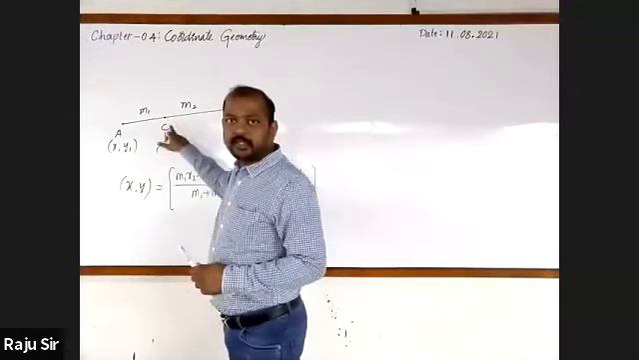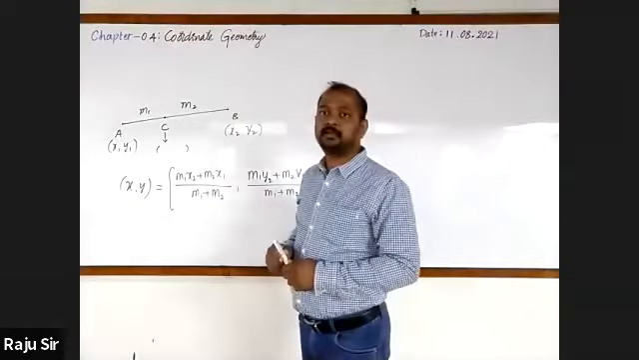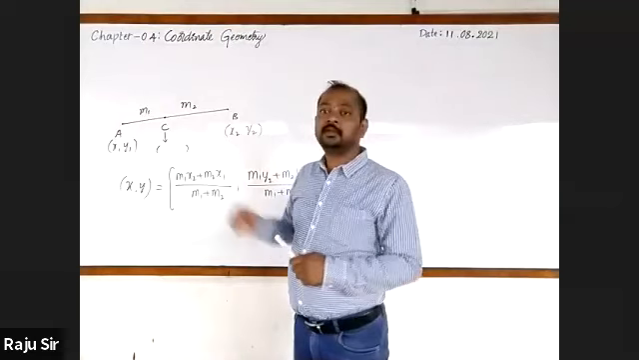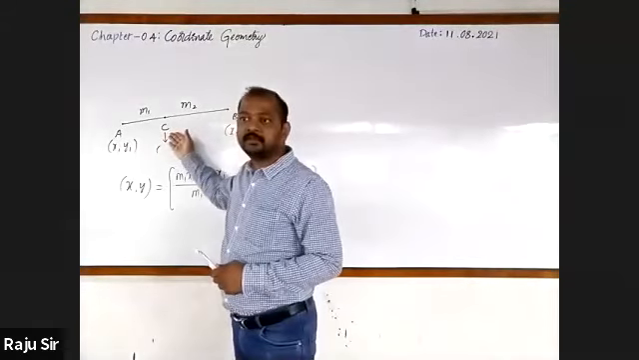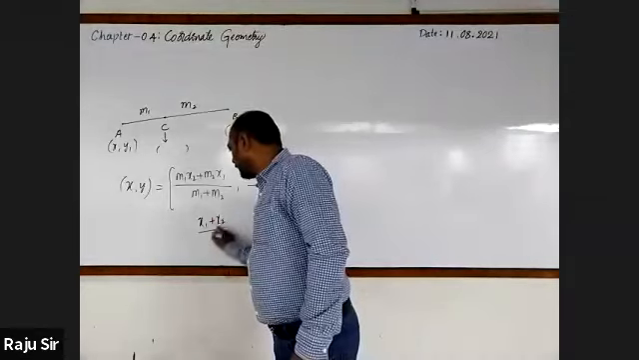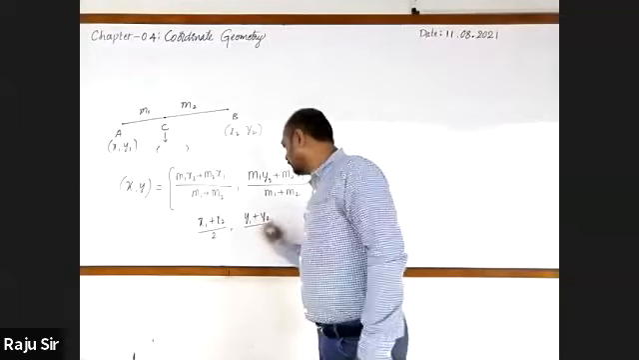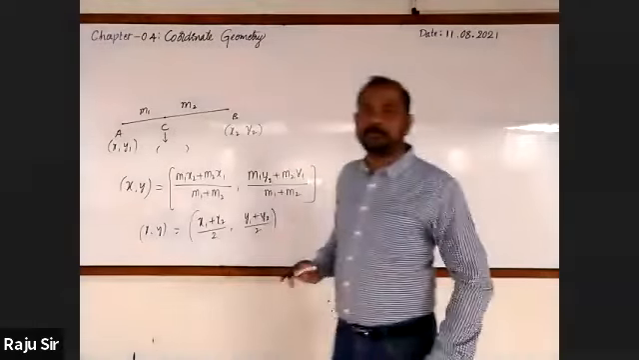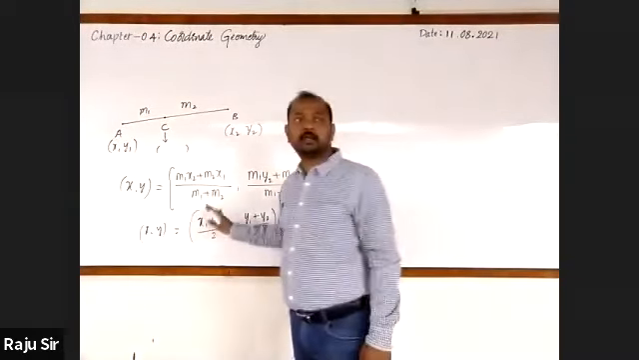If the point C divides the whole line segment in exactly 2 equal parts, then we call that point as midpoint. How do you find out the coordinates of this midpoint? Using the formula x1 plus x2 by 2 and y1 plus y2 by 2. This is the midpoint formula, which is used to find out the coordinates of the midpoint.